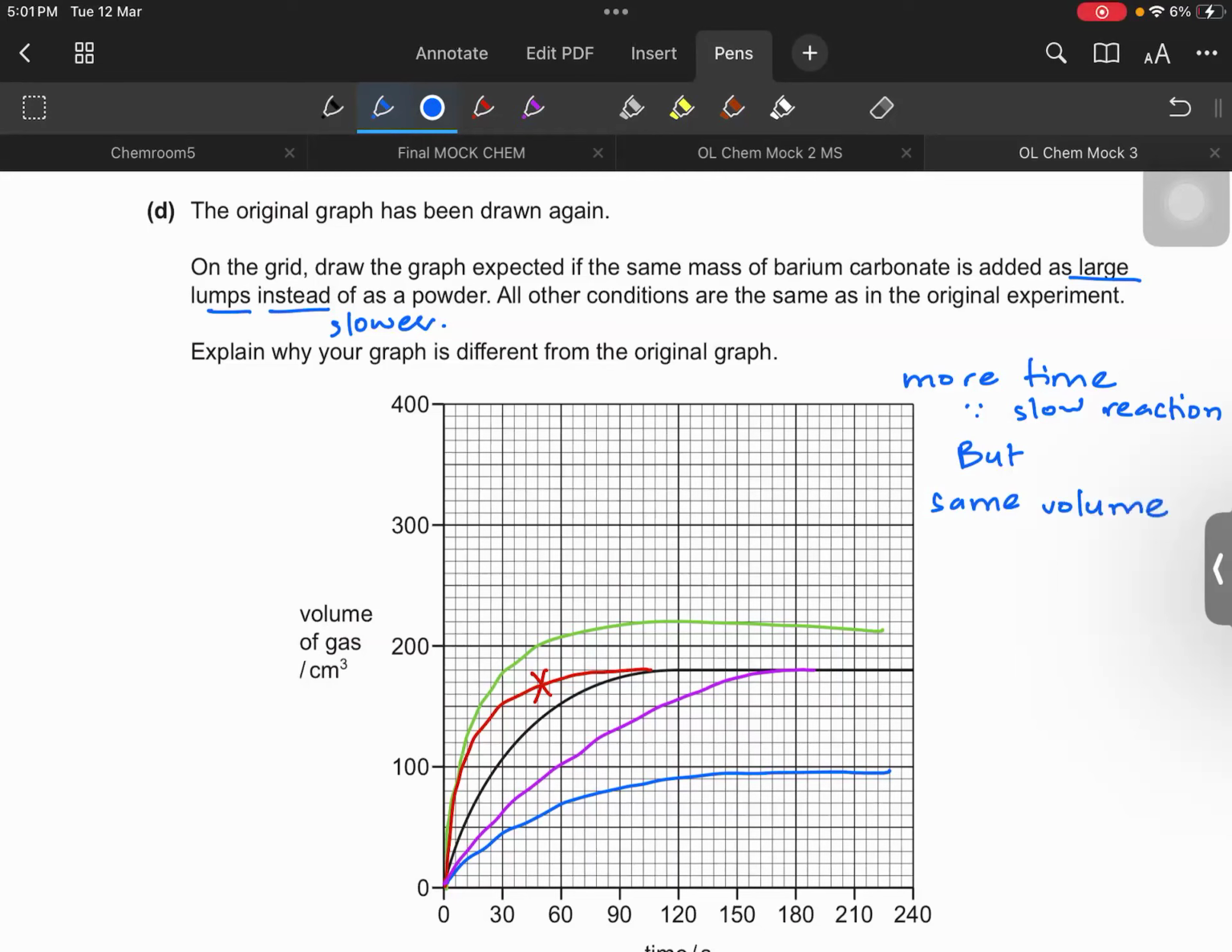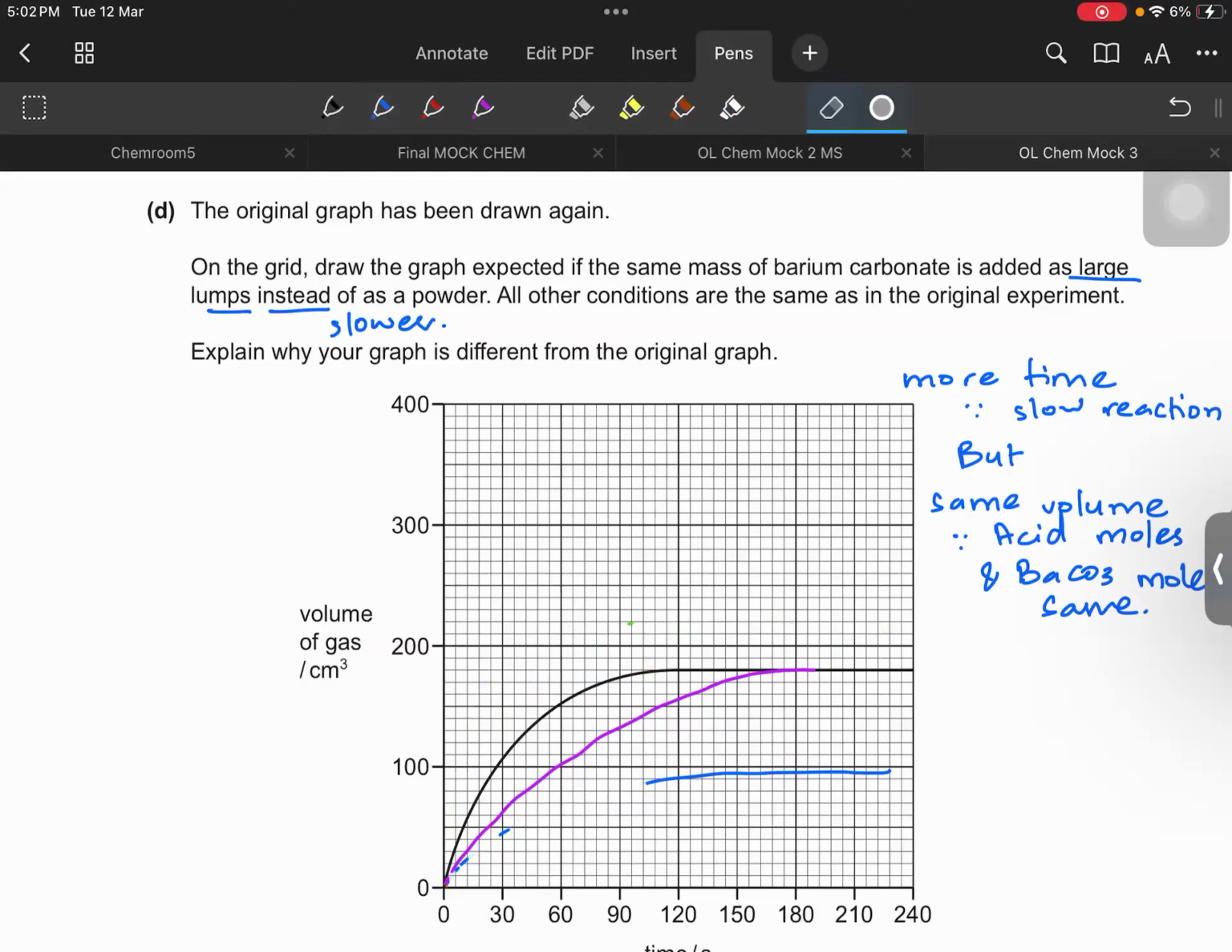Sir, because the concentration and conditions are the same. Yes, the same. Because the acid concentration, or you can say the acid moles, and barium carbonate moles are the same. Maybe they're going to take a longer time, but at least they're going to give me the same amount, right?